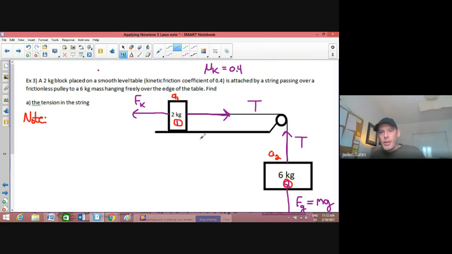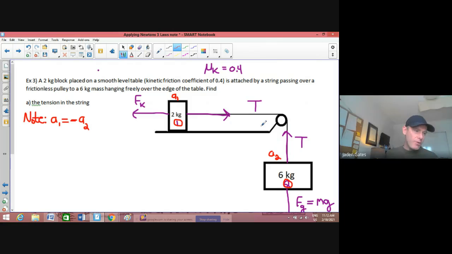Now, these objects are going to accelerate at the same rate, except here's the difference. This block is accelerating to the right, which I've always said is positive. This block here is accelerating down, which I've always said is negative. So these two accelerations, in terms of magnitude, are equal. But in terms of the directionality, they're opposites, because one's going to the right and one's going down.